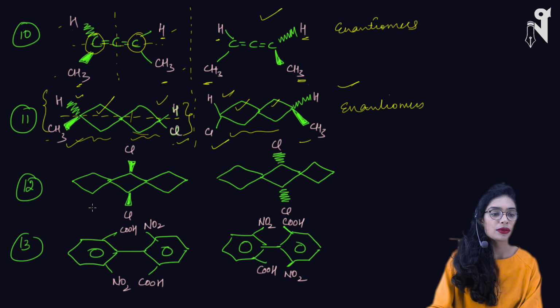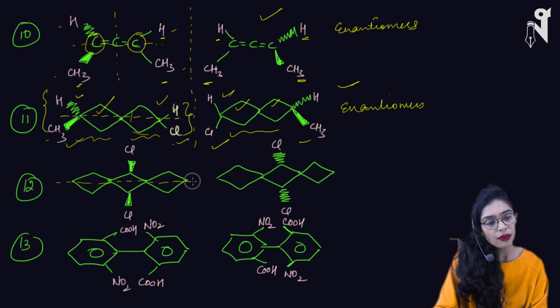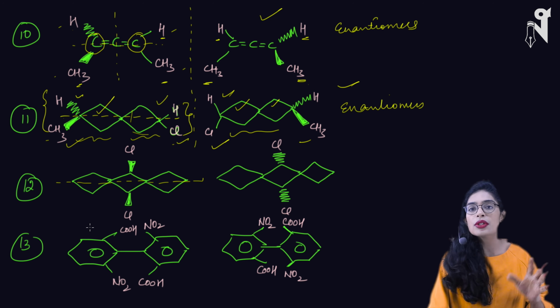Now look at the next compound. In the next compound, first of all, we have to see whether the chirality is there or not. If I cut it from here, I'm getting the plane of symmetry. Plane of symmetry means no chirality. So first of all, this molecule is not chiral.